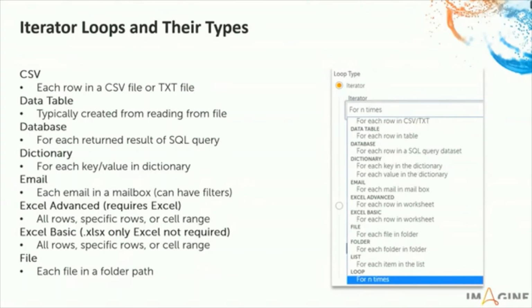We can also loop through each file in a folder path. So if we give a folder path, it'll loop through each file, and a dictionary variable is returned that contains the name and extension of each file in that folder.